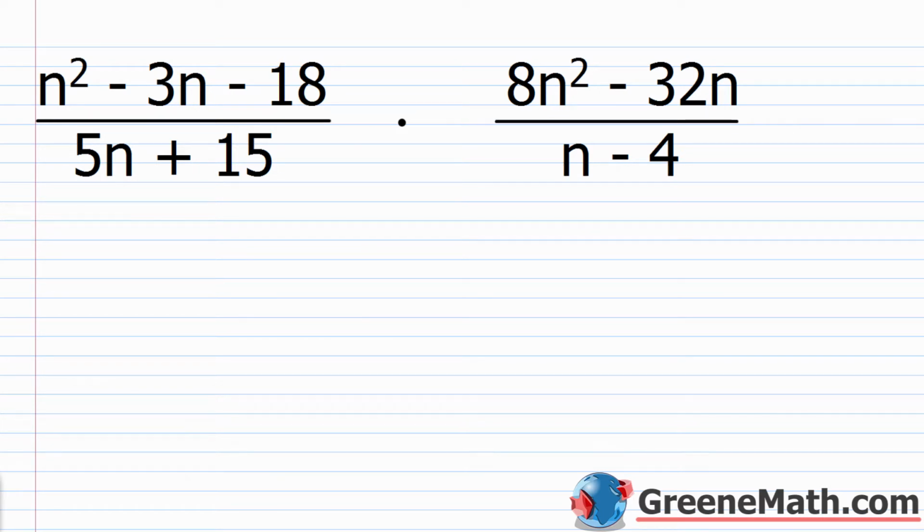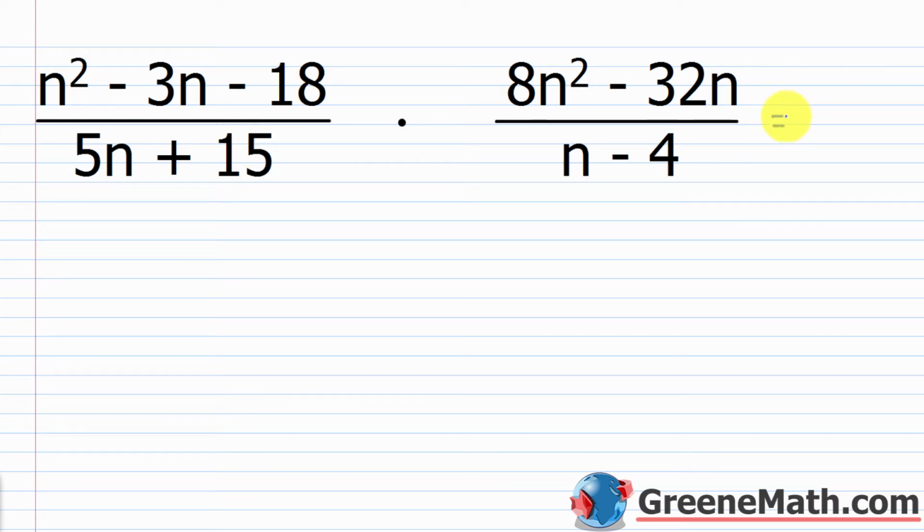So as an example, let's say I had n squared minus 3n minus 18 over 5n plus 15. And we multiply this by 8n squared minus 32n over n minus 4. So the first thing I want to do is I want to factor everything completely. And when I factor with these rational expressions, in a lot of cases, it's going to work out to where you can cancel between numerator and denominator, and then I can also cross cancel as well. So let's just start out by factoring everything.